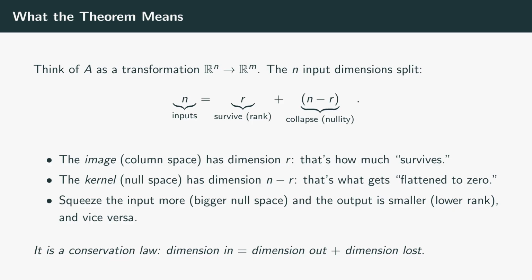The 2 always trade off. If the matrix squeezes more of the input to 0, giving a bigger null space, then it has less left over to map out, so the rank is smaller. If it preserves more directions, raising the rank, then it must kill fewer, lowering the nullity. Dimension going in equals dimension coming out plus dimension lost. Nothing appears from nowhere, and nothing vanishes unaccounted for.